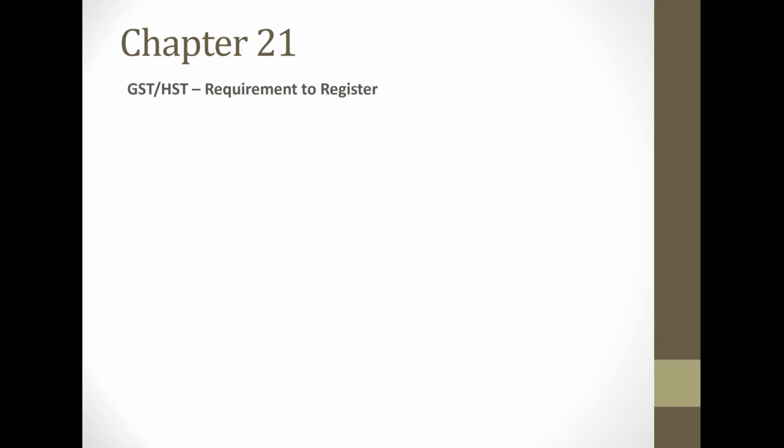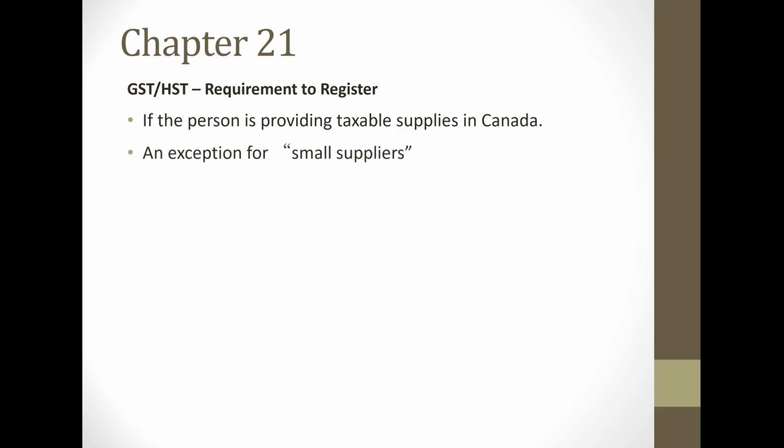Moving on to the next slide, who is required to register for GST/HST? Now, if the person is providing taxable supplies in Canada, they're required to register. So taxable supplies can either be fully taxable or zero-rated. Now, there is an exemption for small suppliers. So who is a small supplier? If you have less than $30,000 of taxable supplies per year, you're considered a small supplier. You don't need to register and collect GST/HST.